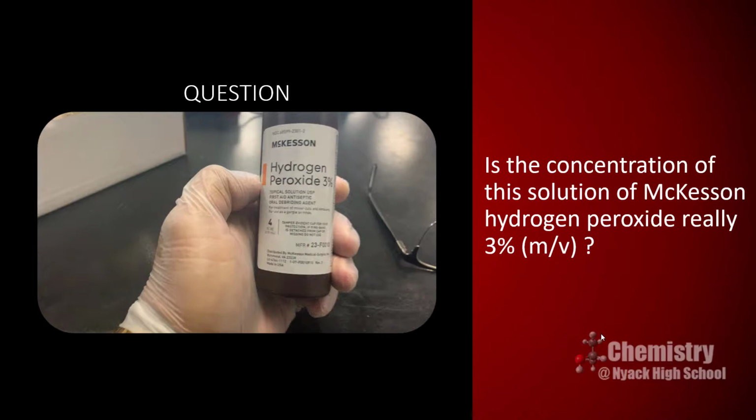So can we really be sure that the concentration of any bottle of hydrogen peroxide is really what it says on the bottle? Well, in fact, it is likely that the concentration is actually less than what it says on the label. This will be especially true if the bottle has been sitting on the shelf for a relatively long time. The purpose of this exercise is to determine the percent concentration mass to volume of hydrogen peroxide in this product, and we'll do so by titration.